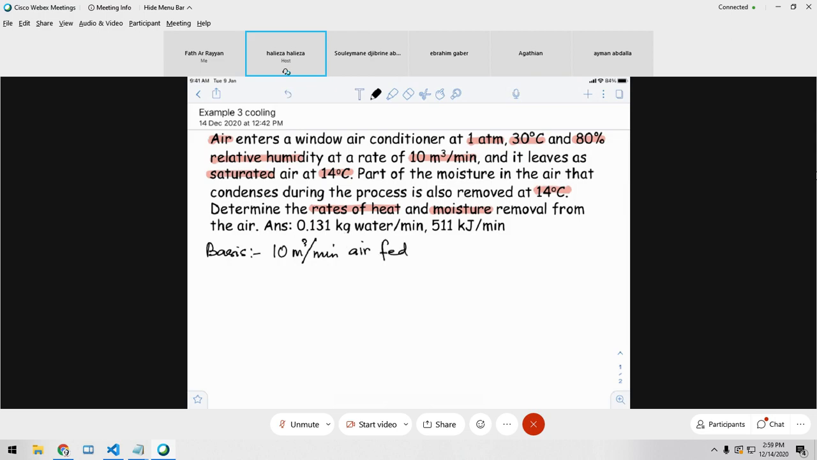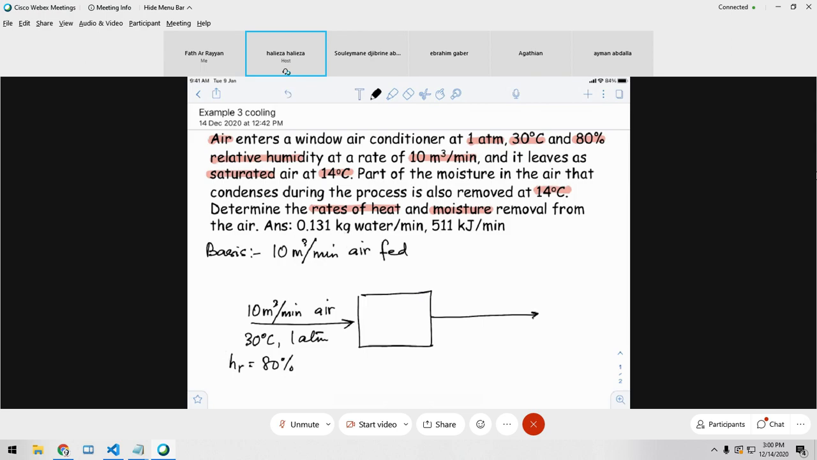Let's draw the block diagram. This is your A coming in, 10 cubic meters per minute of humid air. You can write humid air if you want. The temperature is 30 degrees C, the pressure is 1 atm, and the relative humidity is 80%. Coming out, the outlet air will have a temperature of 14 degrees C. It is saturated, as mentioned there.